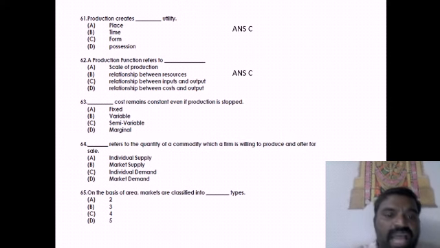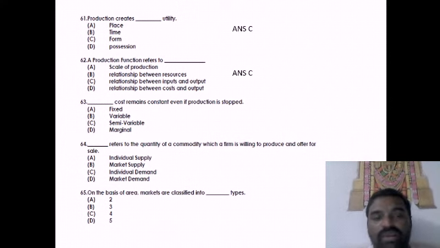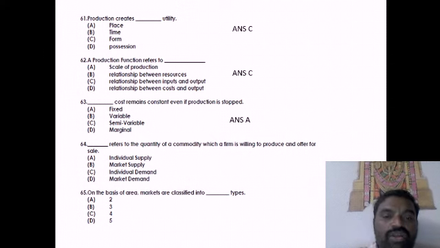Next one, dash cost remains constant even if the production is stopped. That is nothing but fixed cost. Whether you do the production or stop the production, or you produce the minimum or maximum, whatever it might be, the fixed cost remains constant. Next one, dash refers to the quantity of a commodity which a firm is willing to produce and offer for sale.